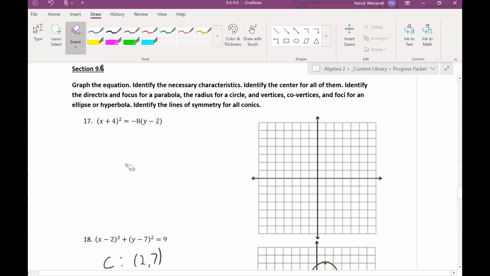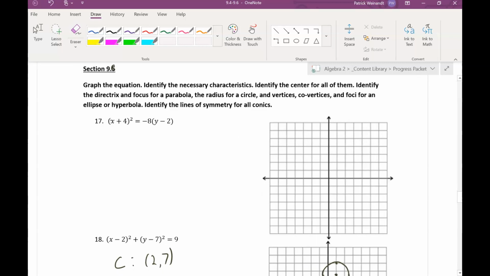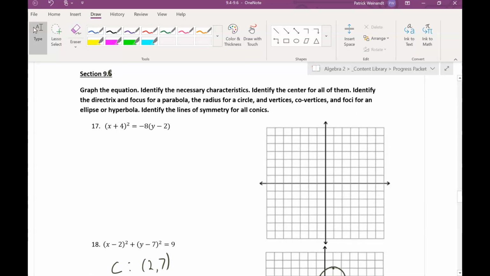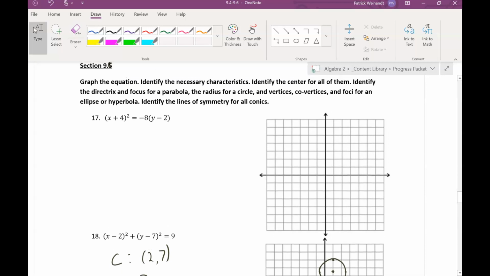Maybe start by identifying what kind of conic it's going to be. We have x plus something squared equals -8 times something. So this should look familiar. It should look like x squared equals 4py, that kind of deal. So we know it's a parabola. Let's find that quote-unquote center point of the parabola, which is really just the vertex of this parabola.